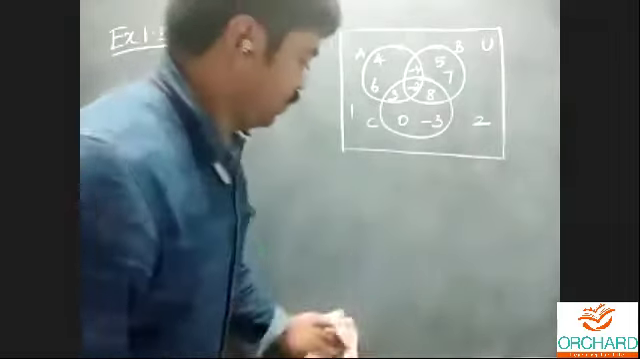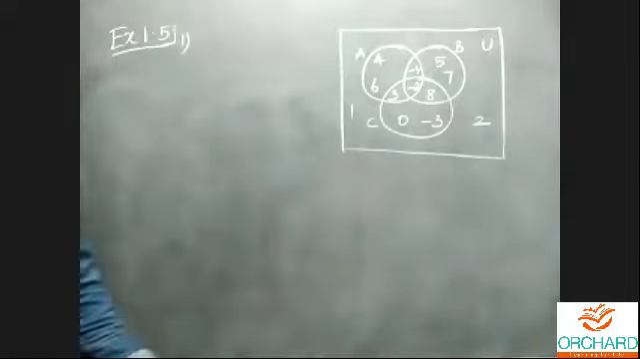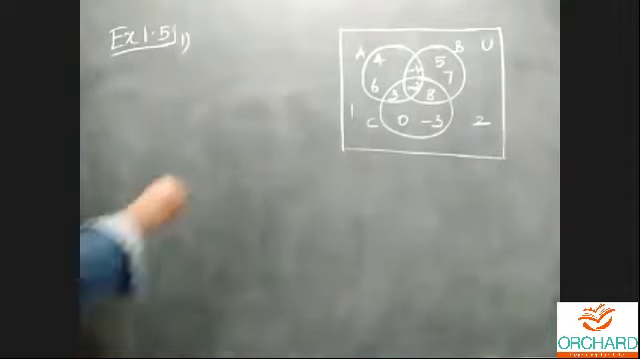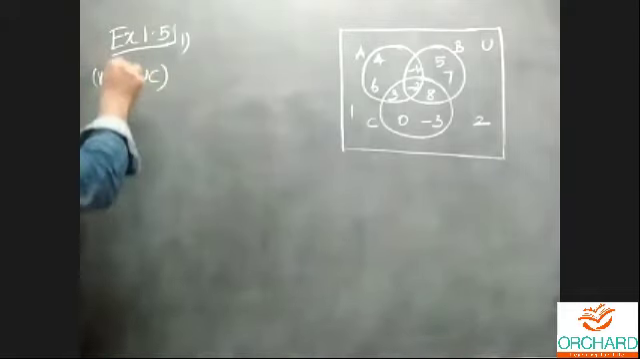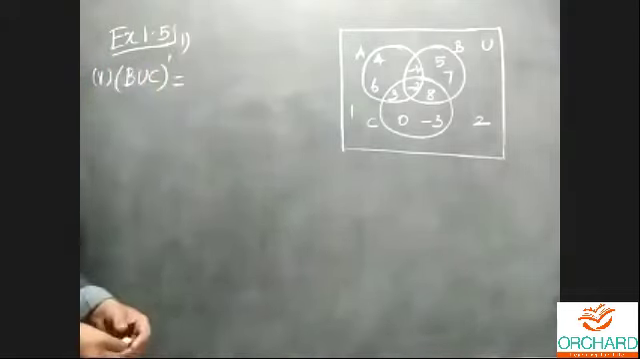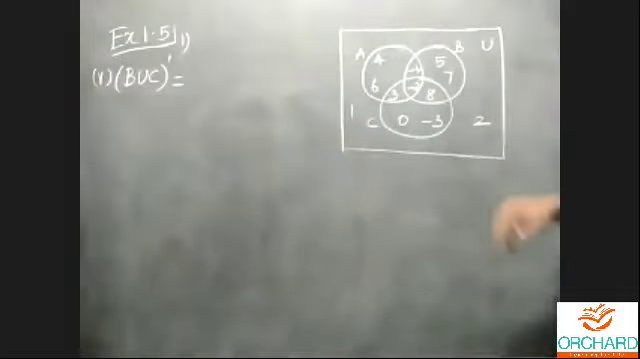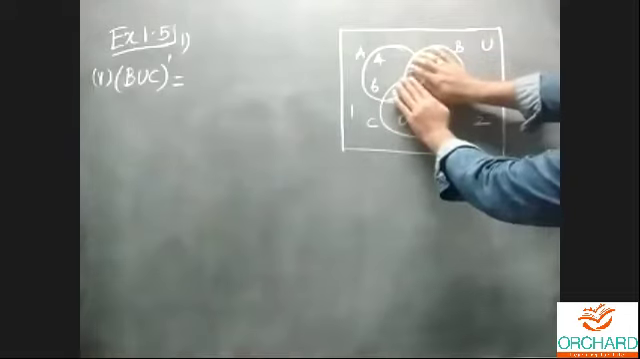Next, fifth subdivision. What's the fifth subdivision? That is B union C whole dash. What is B union C? Look at the diagram. This is your B union C.